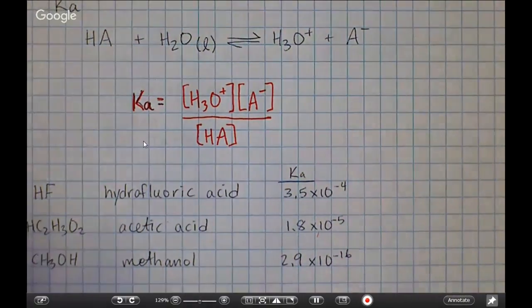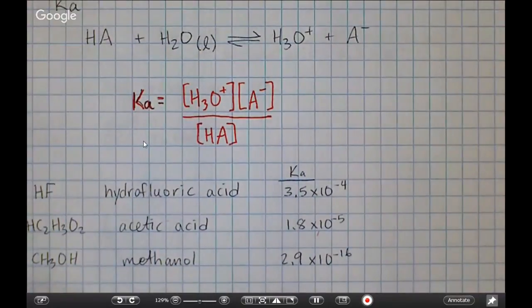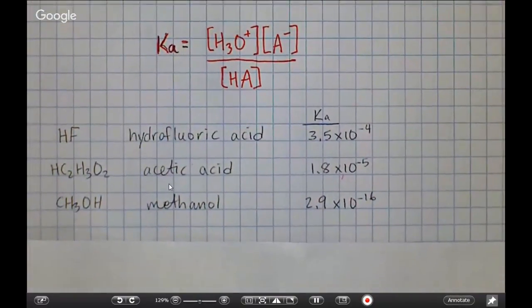Mr. Myers? Is the Ka of a strong acid like one?